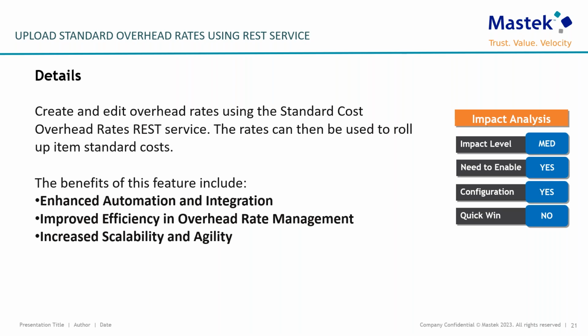The ability to define overhead rates for multiple items using REST API provides our business with greater scalability. And now we can easily adopt and manage overhead rates across a growing range of products without being hindered by time-consuming manual processes. So we need to enable this feature. We have to do certain configuration for this upgrade.